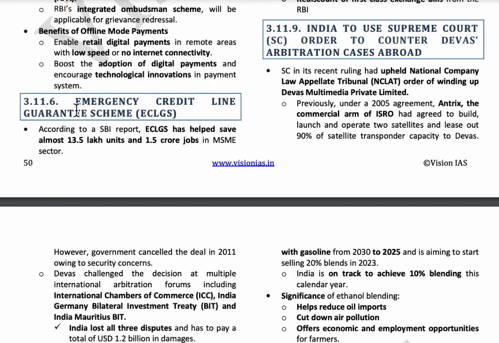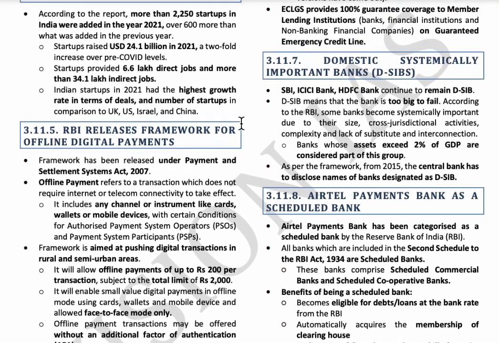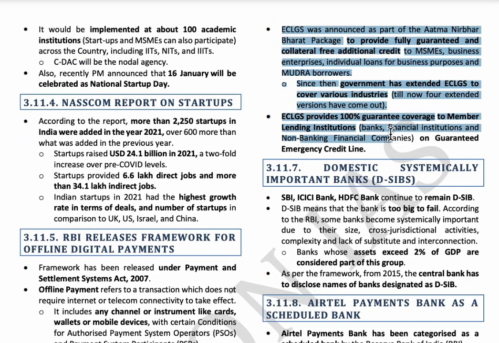The next topic is emergency credit line guarantee scheme. So it is a part of Atmanirbhar Bharat package, and under this scheme, free loans are sanctioned for MSMEs, business entrepreneurs, and for industrial business purposes. So, as per the SBI report, this scheme has saved over 13.5 lakh units and 1.5 crore jobs in the MSME sector.